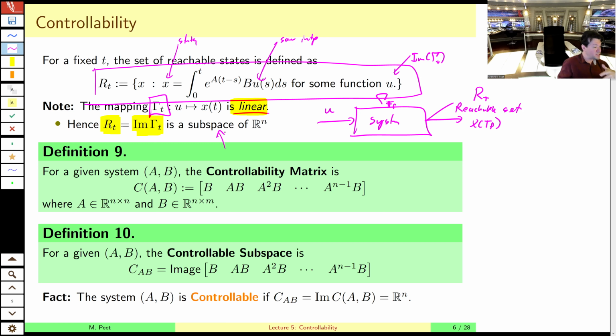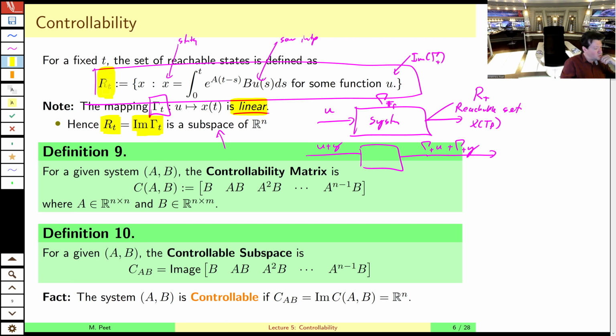So subspace, you can add two inputs together, and it's just the sum of the outputs for each of those individual inputs. So if we get our system here, and we get u plus y, the output is gamma t u plus gamma t y, because it's a linear system. So that's the set of reachable states. Important subspace.